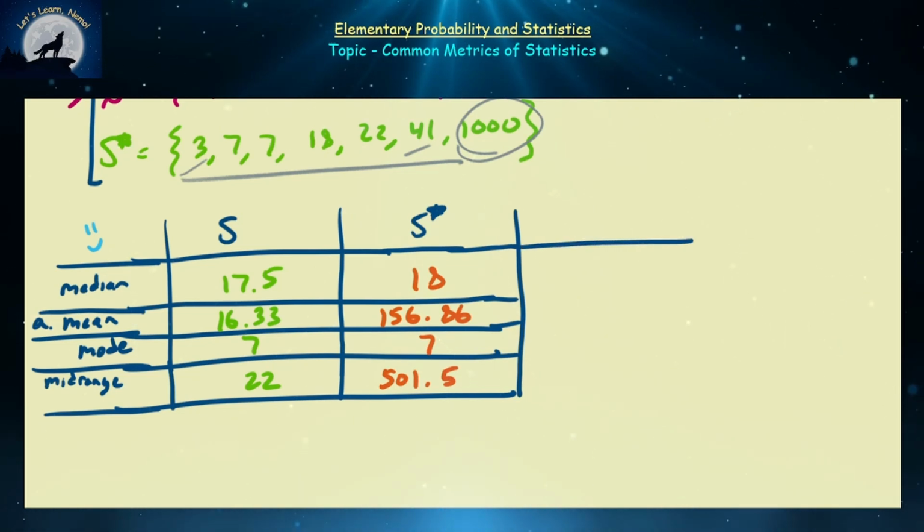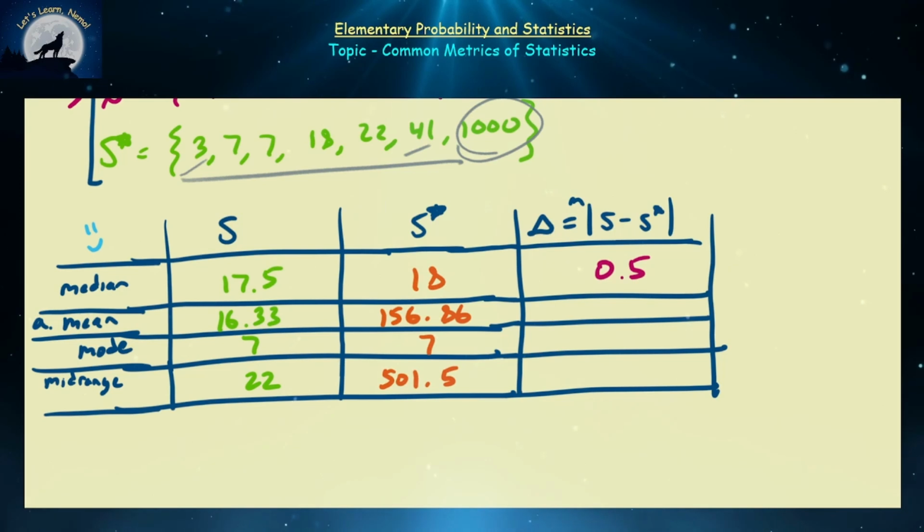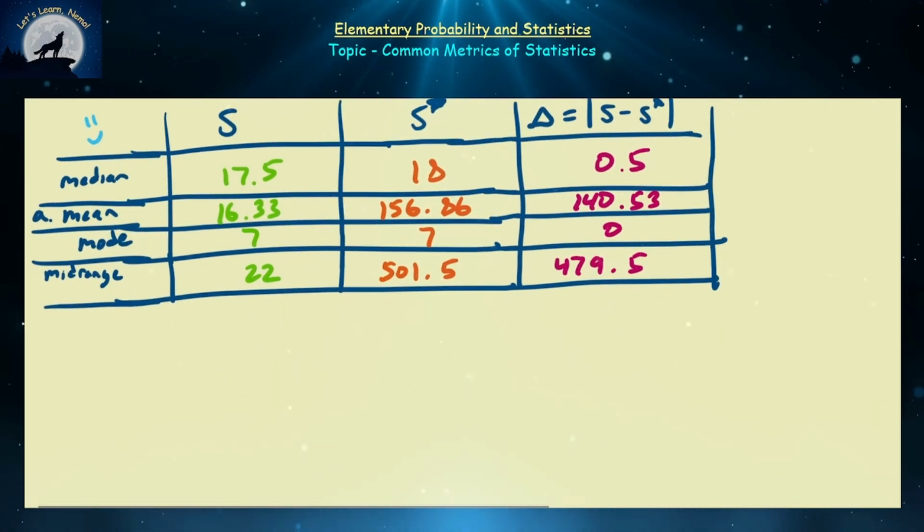So now what I want to do is actually construct the change in these, right? So the delta, or the change in, I'll just define to be equal to the absolute value of the metric for S minus S star metrics, right? So the metric distance between them. So what's the difference between 17.5 and 18.5? That's obviously a distance of 0.5. The distance between 16.33 and 156.86 is actually quite large, 140.53. The mode didn't change, and this is going to be 479.5.